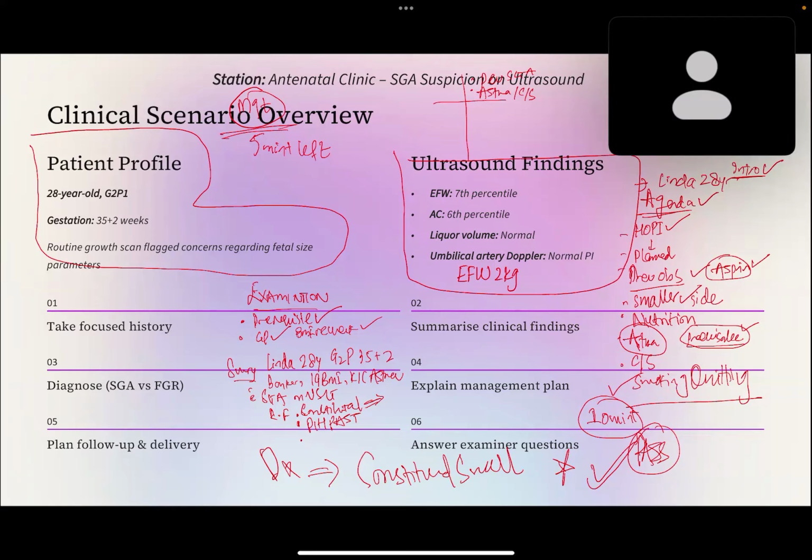I'll stabilize her, and I will stop the syntocinon, whatever it was, if we have turned it on. If any tocolytic is needed, I will tocolyse as well, and we'll prepare for an urgent life-saving open cesarean section.